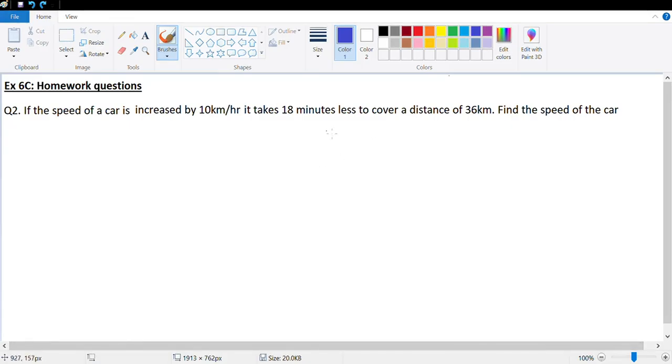Hi guys, let's look at the homework questions of exercise 6C. We are basically on the chapter solving problems, which is word problems based on quadratic equations. So this exercise was purely based on speed, distance and time.